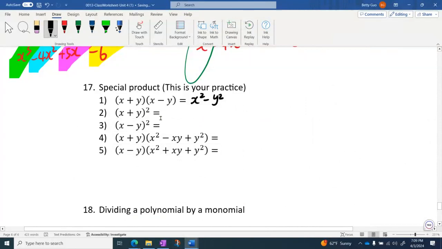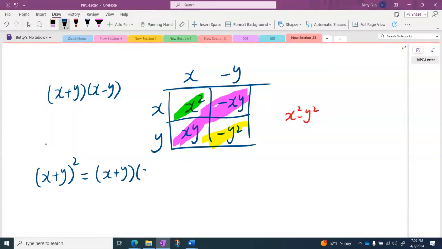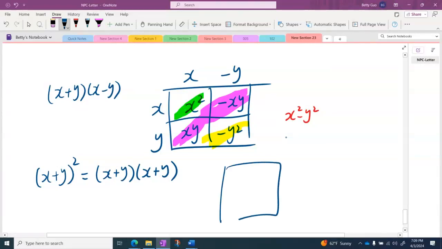Second question is x plus y to the power of 2. X plus y to the power of 2 is actually x plus y times itself, x plus y. Try the box method again. X plus y raised to the power of 2 is equal to x plus y times x plus y. Use the box method. We have x plus y, and let me know what you have.